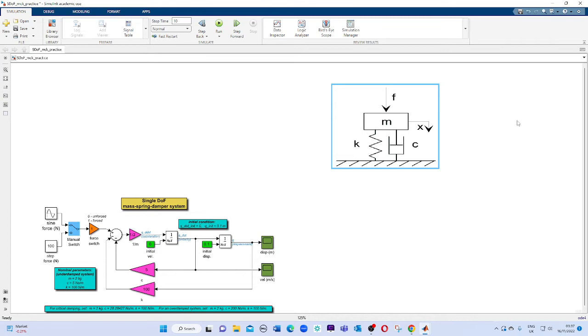Today I'll be discussing single degree of freedom spring mass system on Simulink MATLAB. Once again, I'll be discussing single degree of freedom spring mass system.